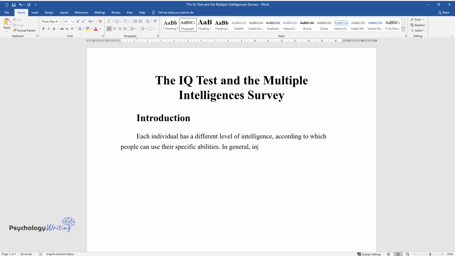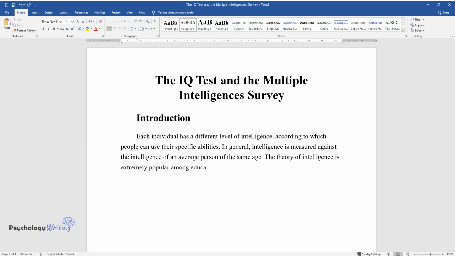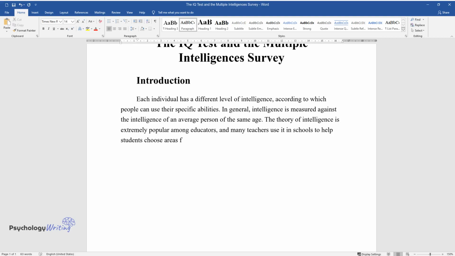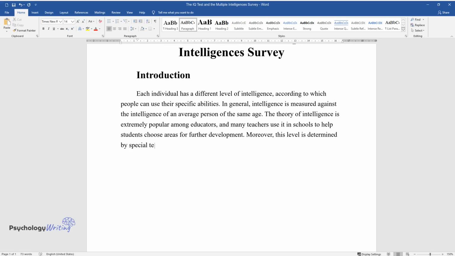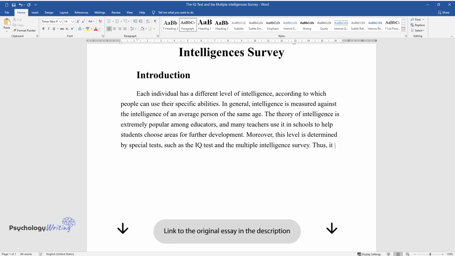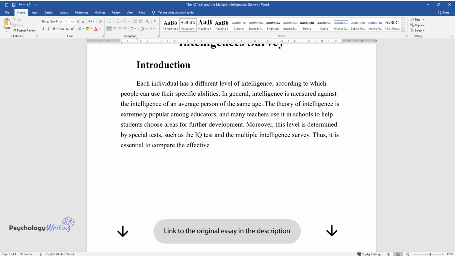In general, intelligence is measured against the intelligence of an average person of the same age. The theory of intelligence is extremely popular among educators, and many teachers use it in schools to help students choose areas for further development. Moreover, this level is determined by special tests, such as the IQ test and the multiple intelligence survey. Thus, it is essential to compare the effectiveness of an IQ test and a multiple intelligence survey.